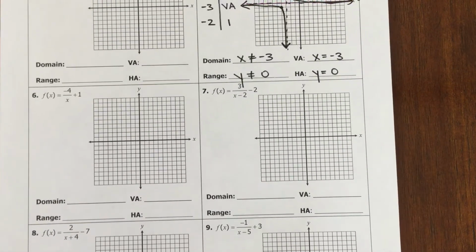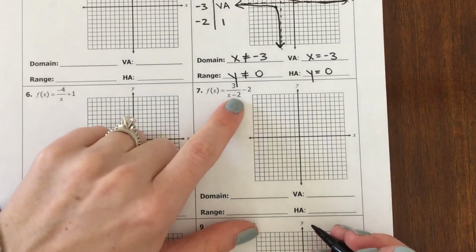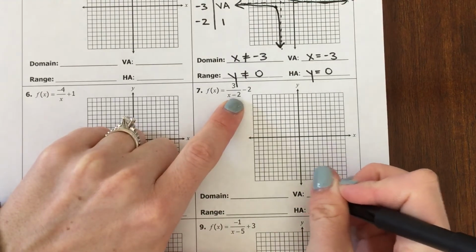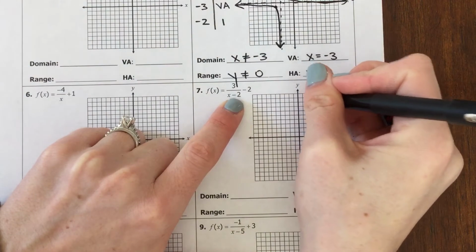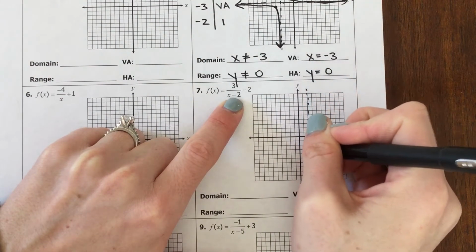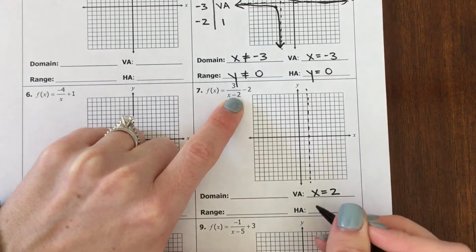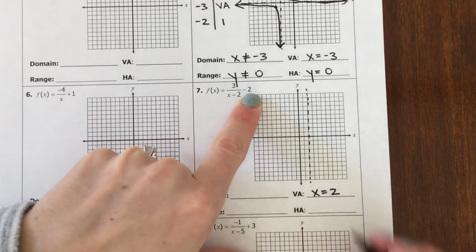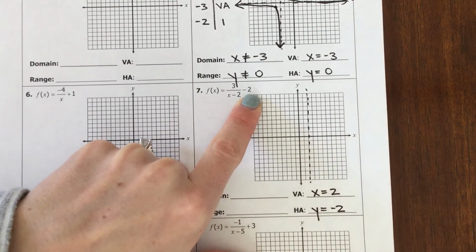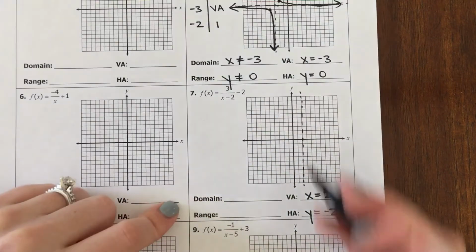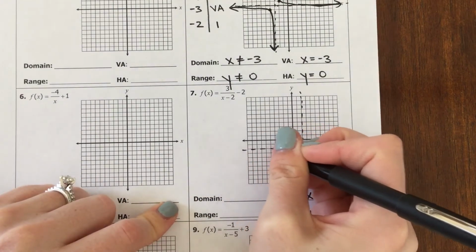All right, let's look at number 7. Start with our vertical asymptote. We have an x minus 2, so that means our vertical asymptote is at x equals +2. And I can put that dotted line right here. Horizontal asymptote comes from this number right here. So I have a -2 at the end. That means y equals -2 would be my horizontal asymptote. And so that is this dotted line right here.